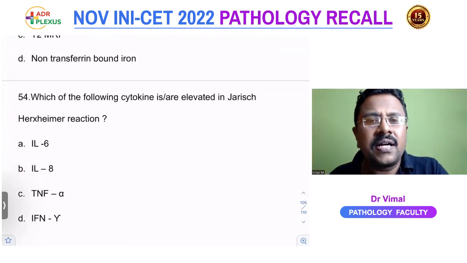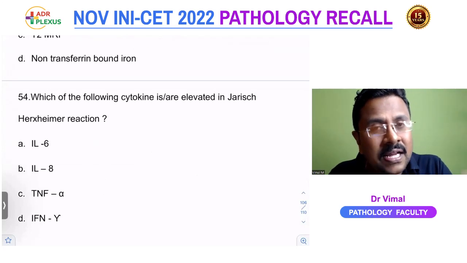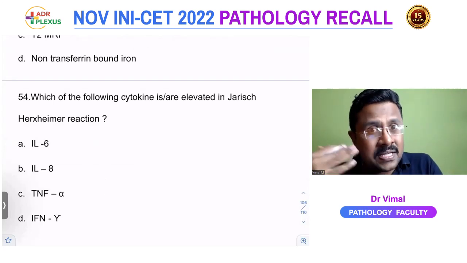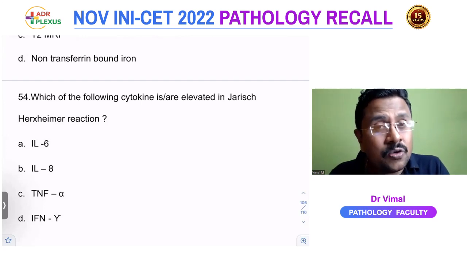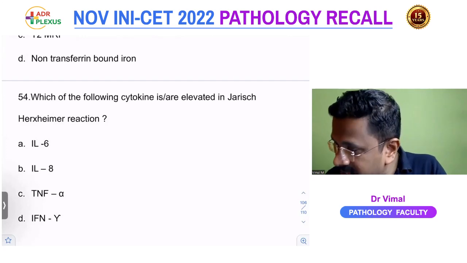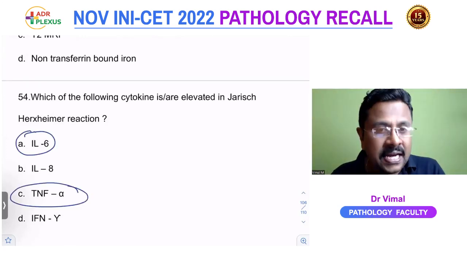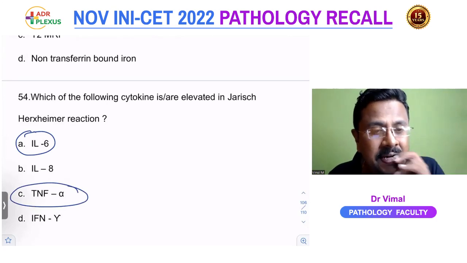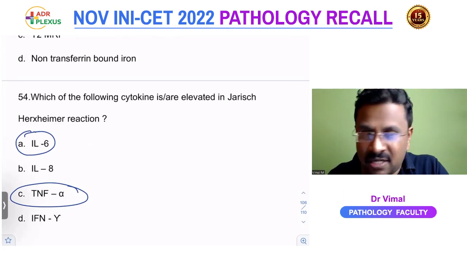Which of the following cytokines is elevated in Jarisch-Herxheimer reaction? This is a recall based type of question, and again, as I told you, a lot of questions came on the basis of cytokines and interleukins. This is another example. In Jarisch-Herxheimer reaction, interleukin 6 as well as TNF alpha are elevated.